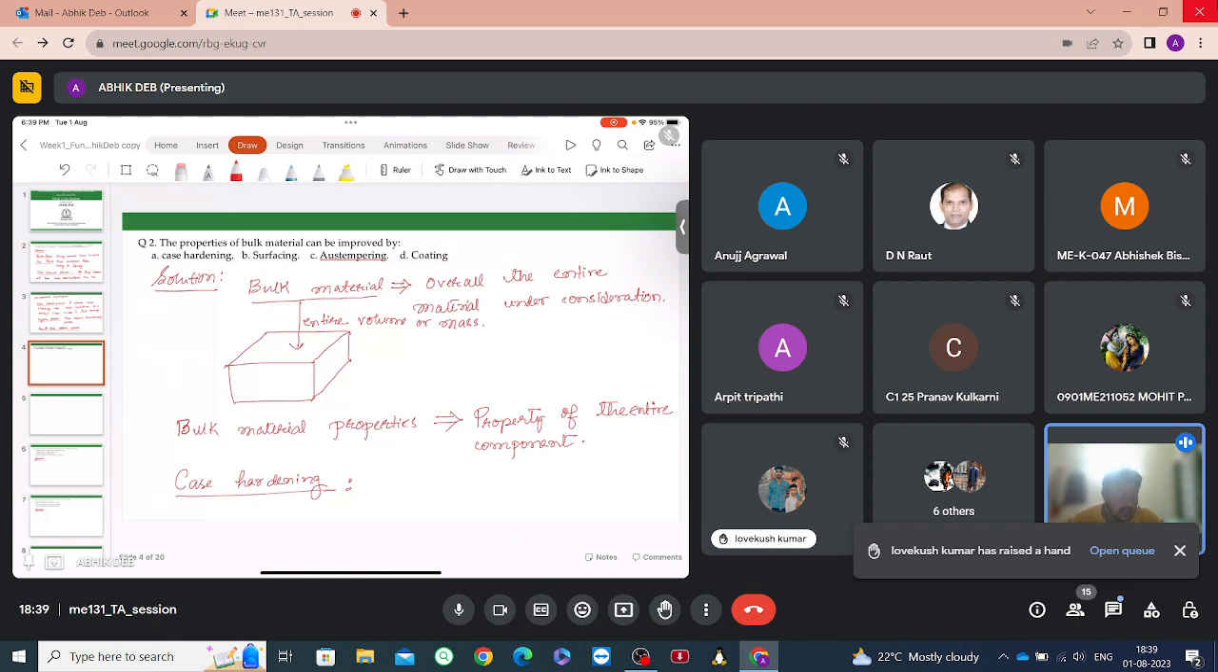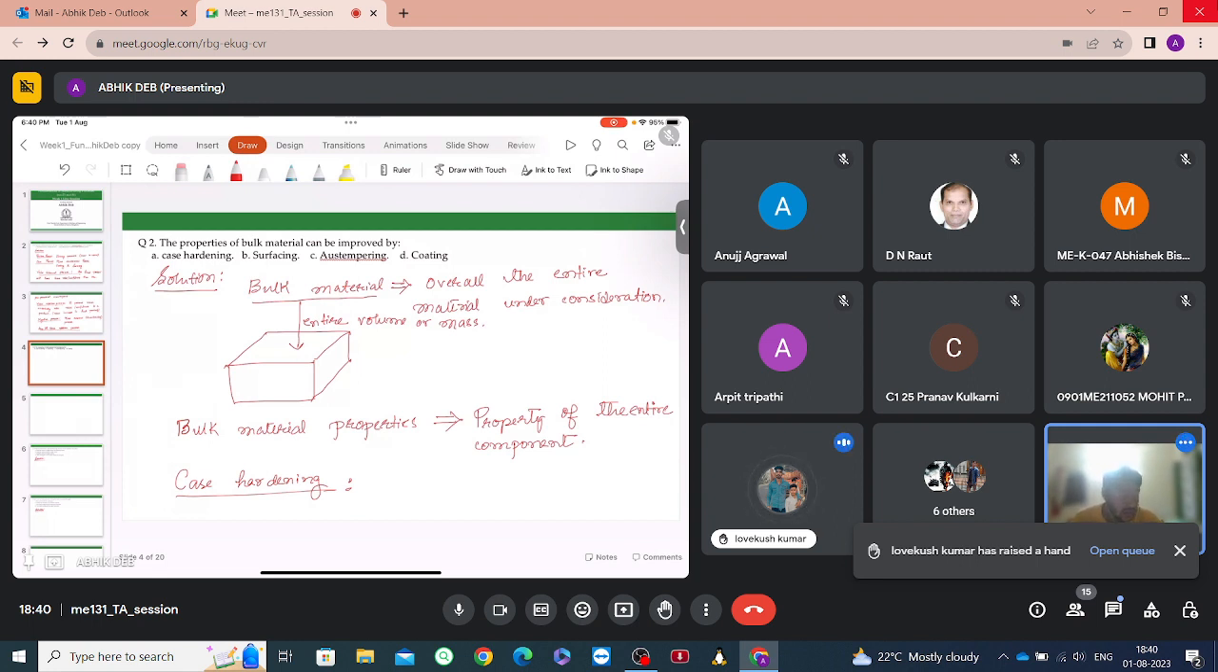So supposedly, okay, let me continue in English. Suppose there is an iron block and we are making a coating of aluminium over it. Sir, case hardening is the option and tempering also, I think. Okay, so just wait. Let me just clear the coating, the bulk material and surface property with Mr. Lavkush Kumar, and then I will go back to it.